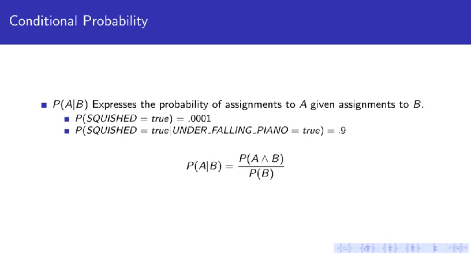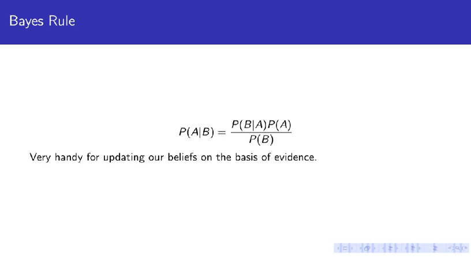Here's our definition of conditional probability in terms of prior probabilities. So if I know the probability that A and B are both true, the probability of A given B is the probability of A and B over the probability of B. So here we go, Bayes' rule. This is where the money is. This turns out to be probably the most useful identity in artificial intelligence and robotics. And it's really handy because it gives us a mechanism for updating our beliefs on the basis of evidence.